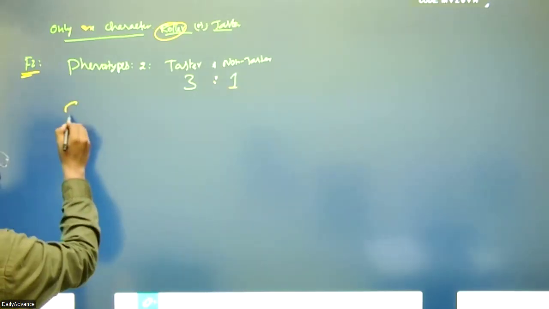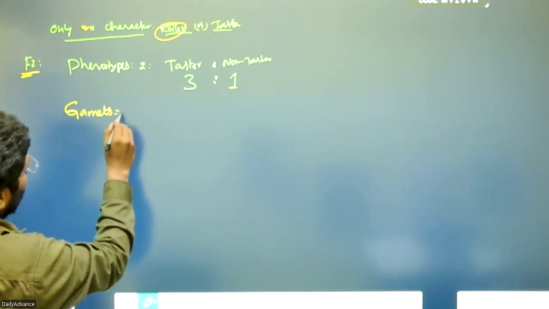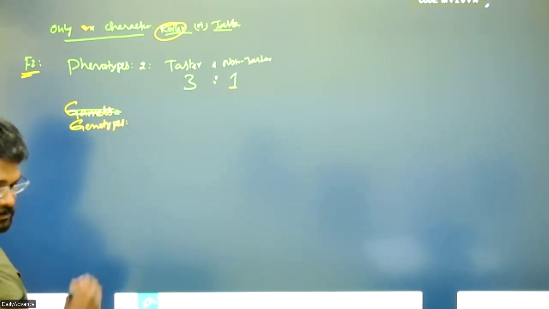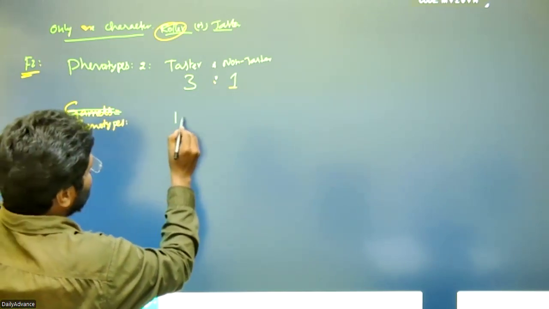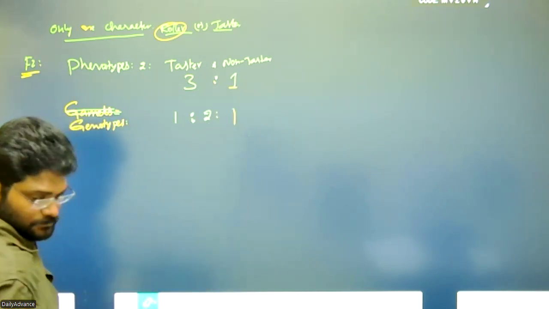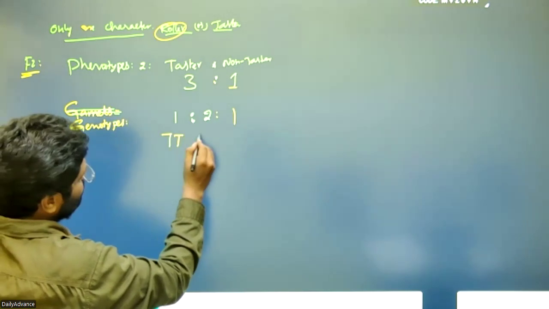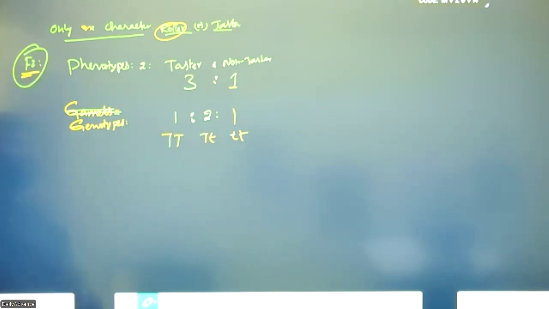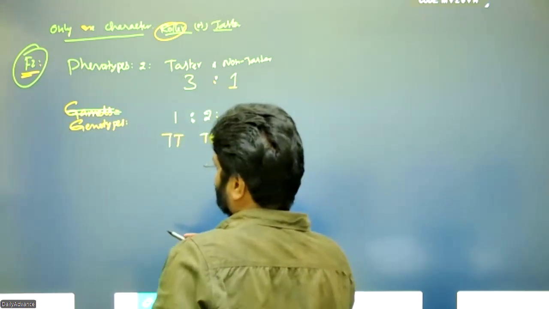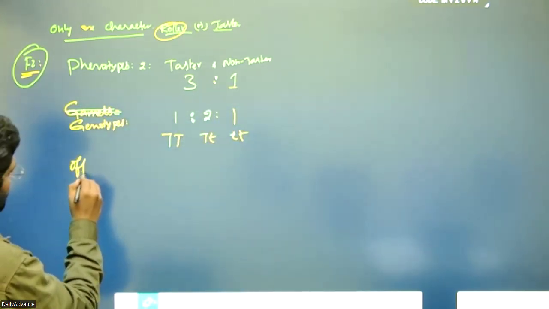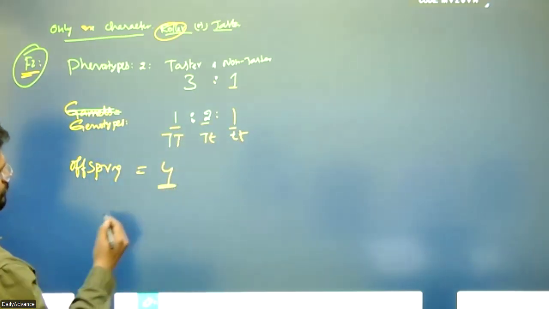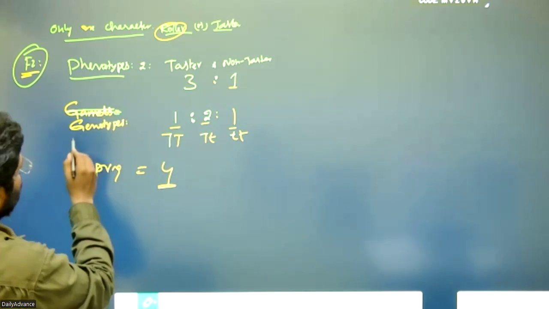So what are all the gametes ratio? Not gametes, genotypes. So 1:2:1. So what are all those? Capital T, capital T, capital T, small t, small t, small t. This is after F2 generation. Phenotypic ratio, genotypic ratio. That means total offsprings, total 4, 1 plus 2 plus 1, 4 offsprings. Okay, so this is the phenotypes, genotypes.